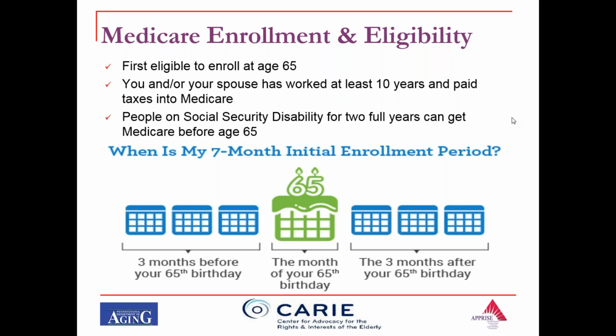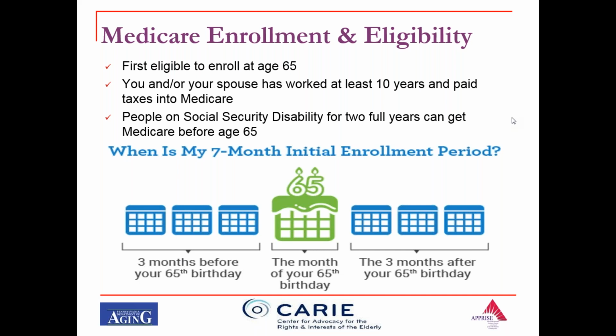So some plans you can see a zero premium, and then some you could see over $200. Typically the zero premium plans are either special needs plans or HMOs, and the more expensive premiums for those types of Advantage plans would be the preferred provider organization plans.